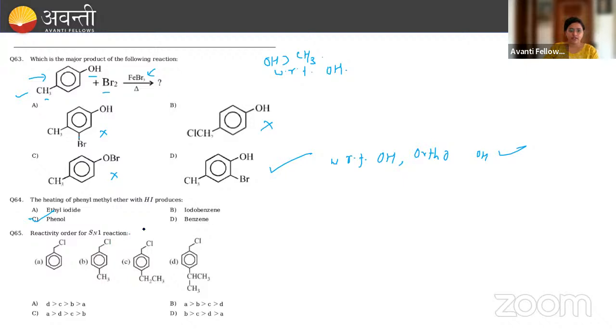Next, the reactivity order for SN1 reaction is, next reaction, very simple. For the SN1 reaction we need to find out the reactivity order. So what will be the correct order here? A, B, C, D. Yes, SN1 reaction. Reactivity towards SN1 is directly proportional to the stability of carbocation, right? For SN1, which carbocation is more stable here? C.